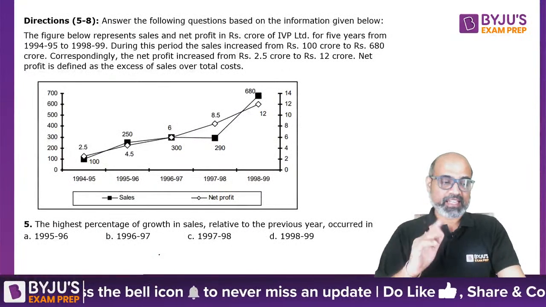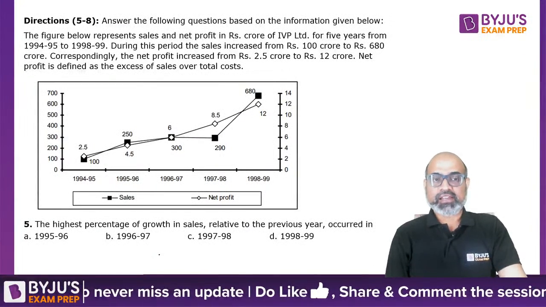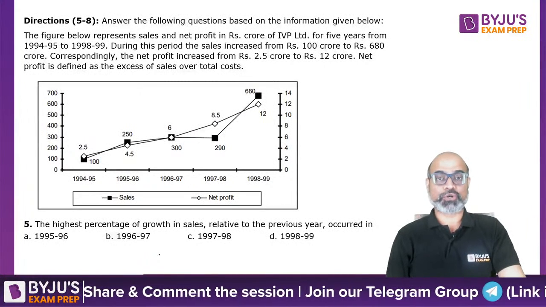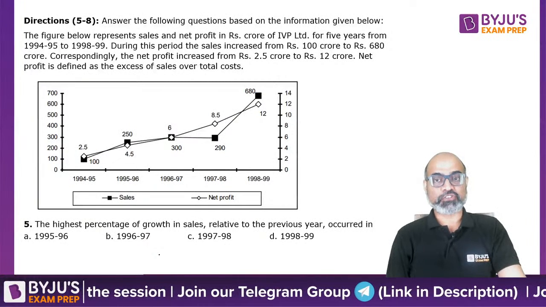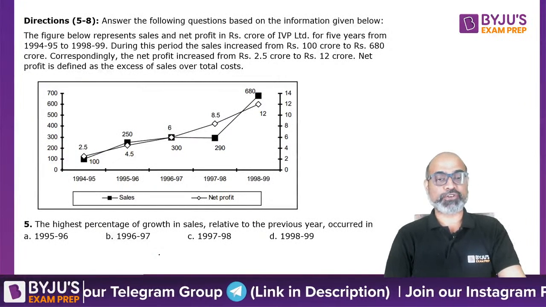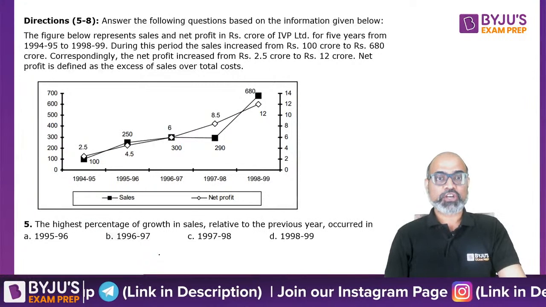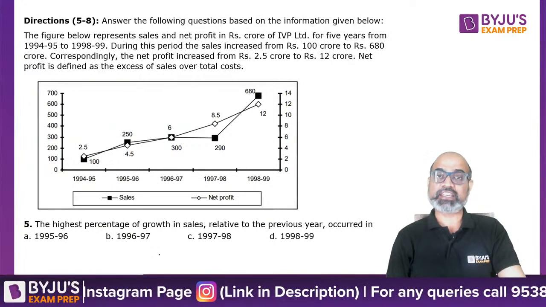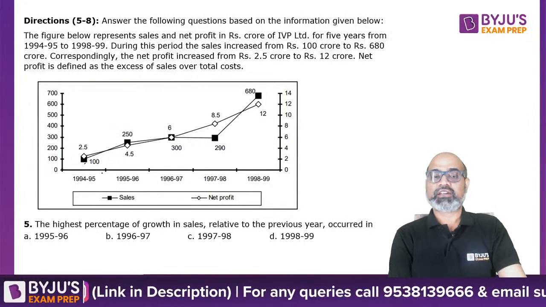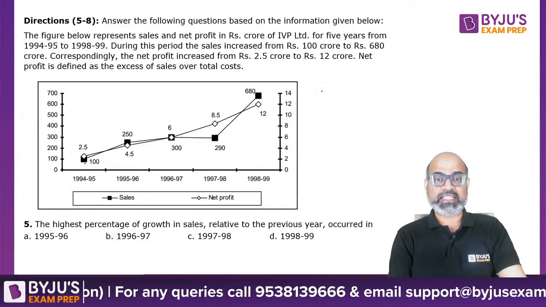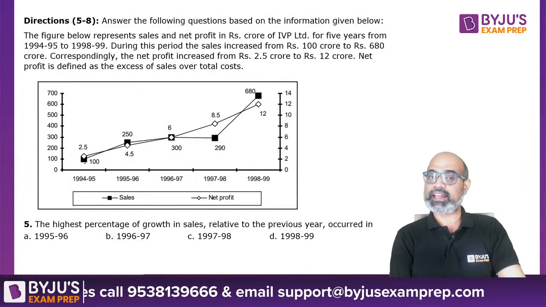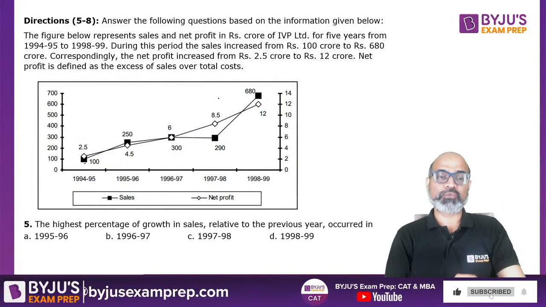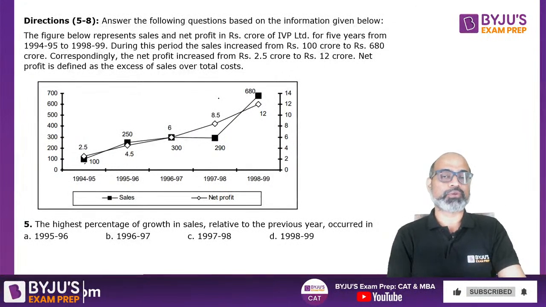Okay, next set. The figure below represents the sales and net profit in rupees crore of IVP Limited for 5 years from 94-95 to 98-99. During this period, the sales increased from rupees 100 crores, as we can see from the black squares, to rupees 680 crores in the year 98-99 that we can see. Correspondingly, the net profit increased from 2.5 crores to rupees 12 crores.